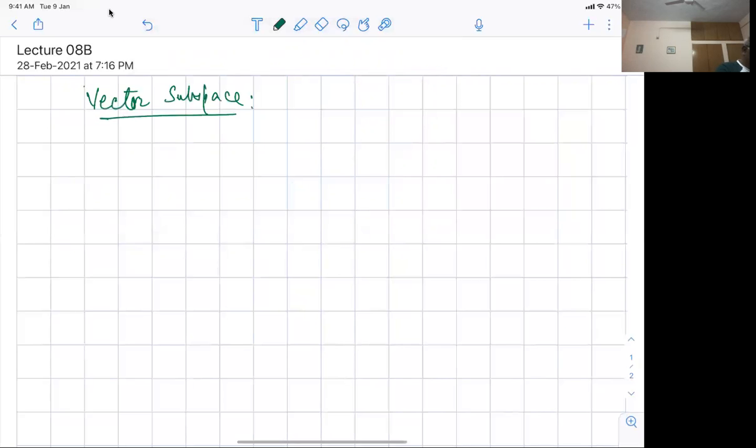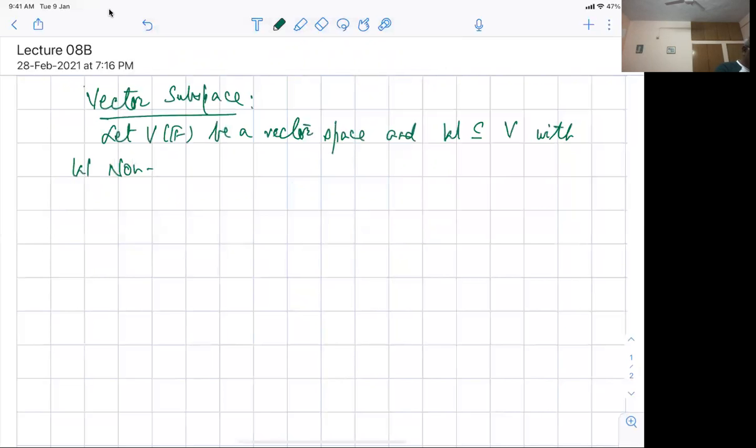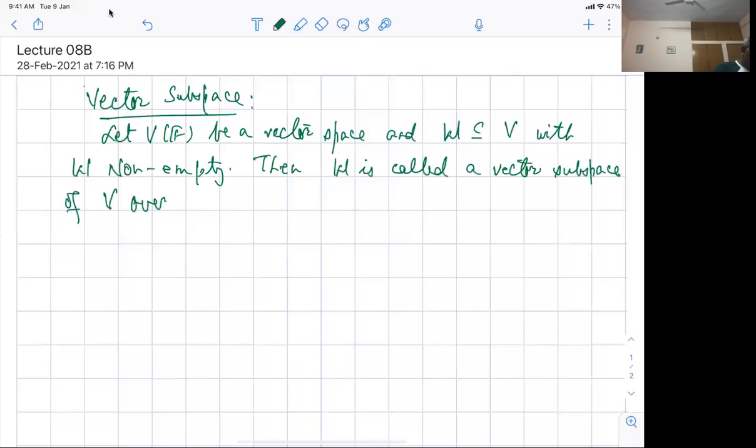So what we need is that we should already have a vector space V. So let this be a vector space and W a subset of V with W non-empty. This is very, very important. It has to be a non-empty set. Non-empty, very important. All right. Then W is called a vector subspace of V over F.